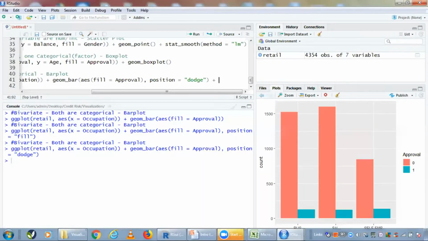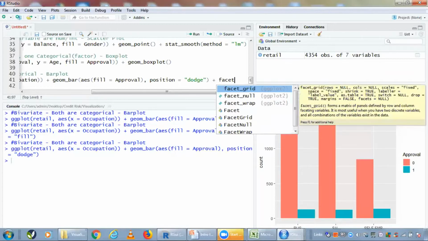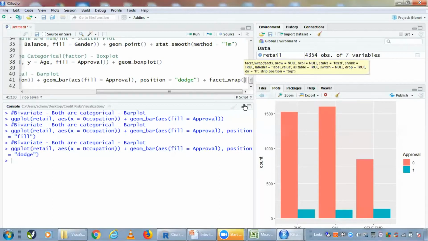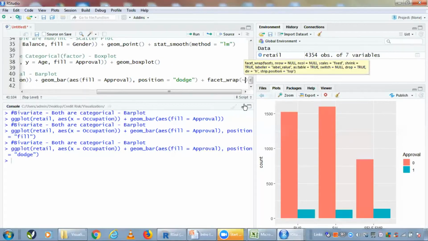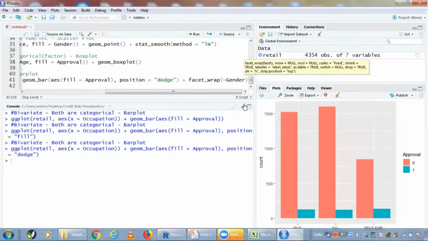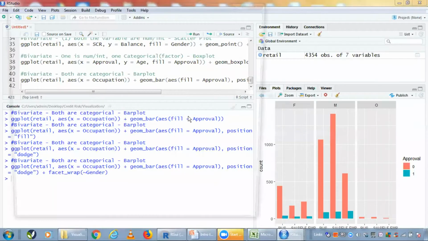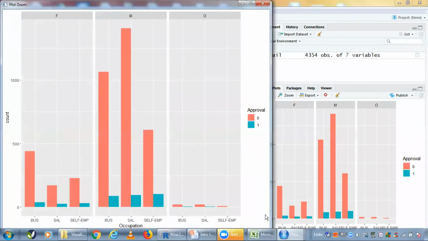So let's say the query comes to your mind that you want to see this, but you want to see this separated by different genders. So for that, we have an option here, which is known as facet wrap. And I can always go ahead and get this by gender. So this will create plots side by side for an easier comparison. Let me execute that. So now you can see that this is how the spread is across genders.